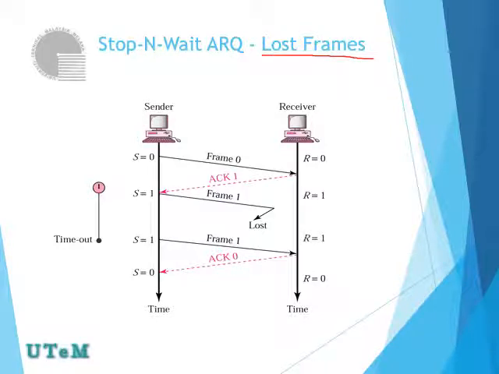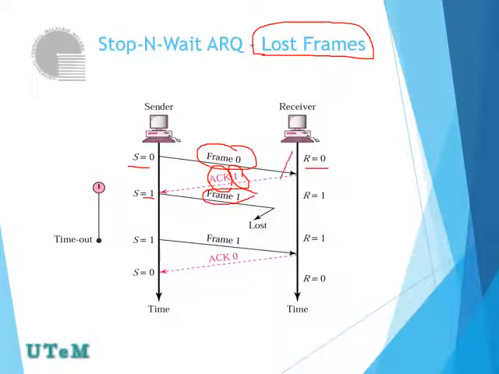The next situation is stop and wait ARQ for lost frame. We repeat the same steps. The receiver expects frame 0, the sender sends frame 0, and the receiver checks that it is what is expected, and accepts. It acknowledges to let the sender know that frame 0 is received, and asks for the next frame, frame 1. When the sender receives ACK 1, it knows the receiver has accepted frame 0 and requests the next frame. So the sender sends frame 1.